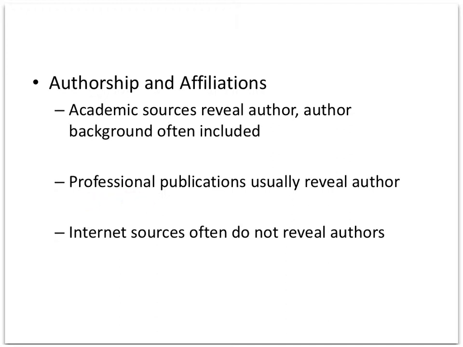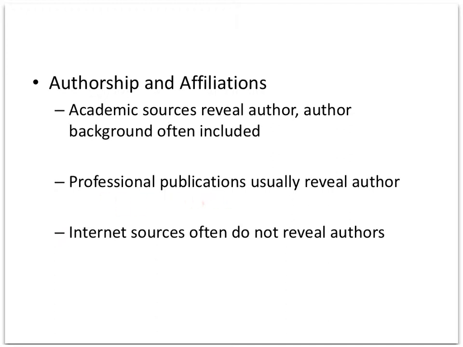Professional publications will usually, that's the key word there, usually reveal the author of the source, whereas internet sources often do not reveal the author. Academic sources will usually reveal any kind of author affiliations by means of mentioning the university or college or school for which the author teaches. Professional publications and internet publications generally do not.